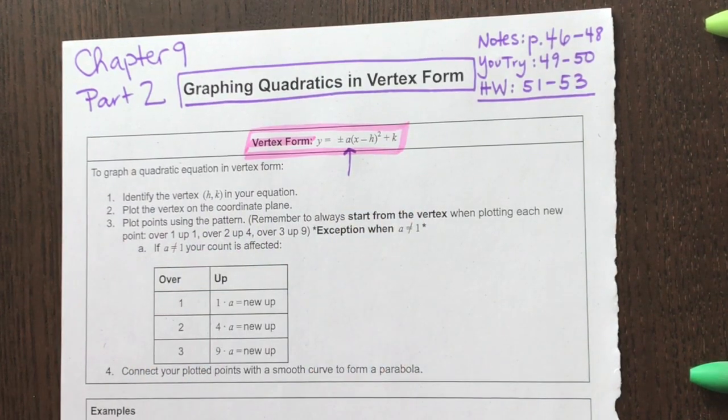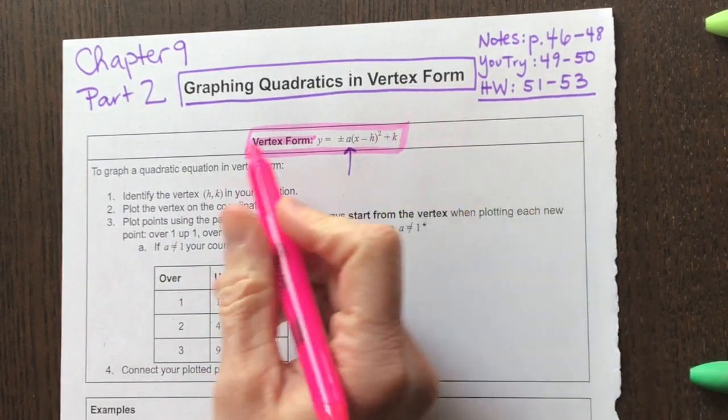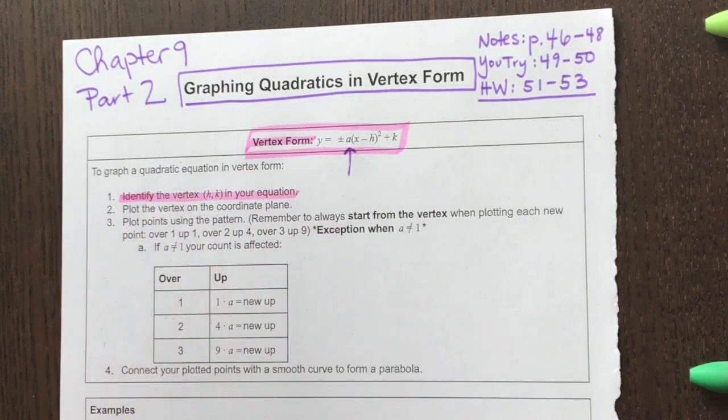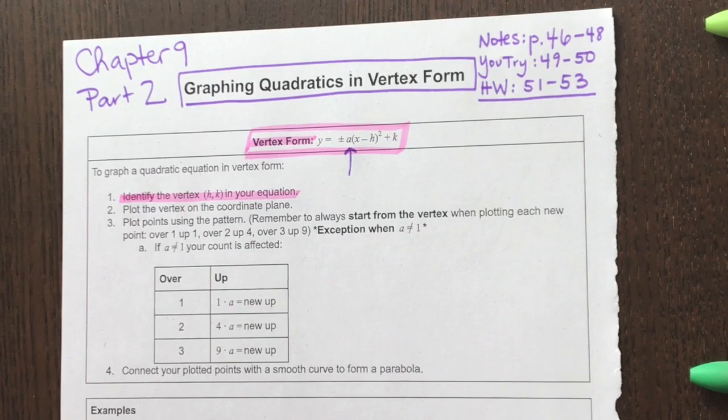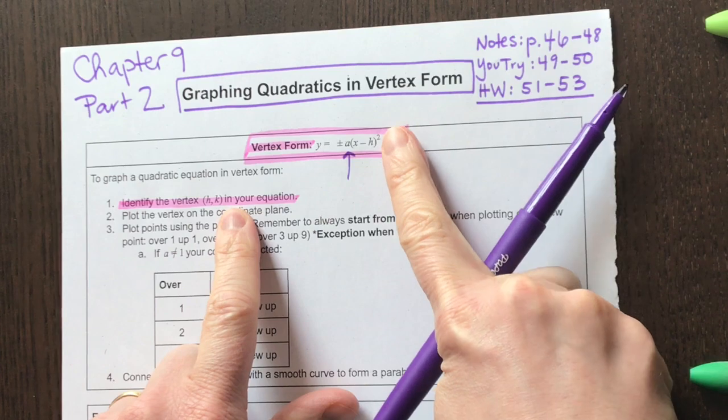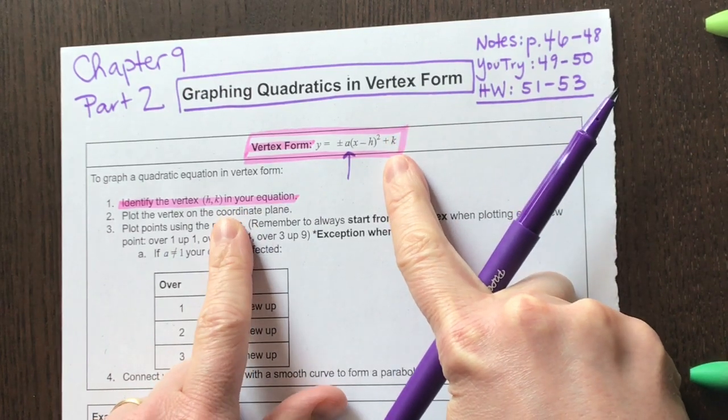It actually says right here, I'll do that part first, but your H and your K in your formula, those two letters identify the numbers that represent the vertex of your quadratic. And then for number 2, it says plot the vertex on the coordinate plane. You would get that from your formula here.